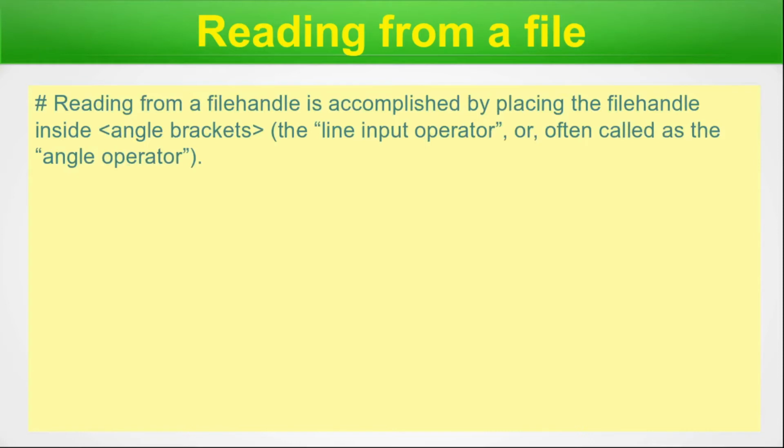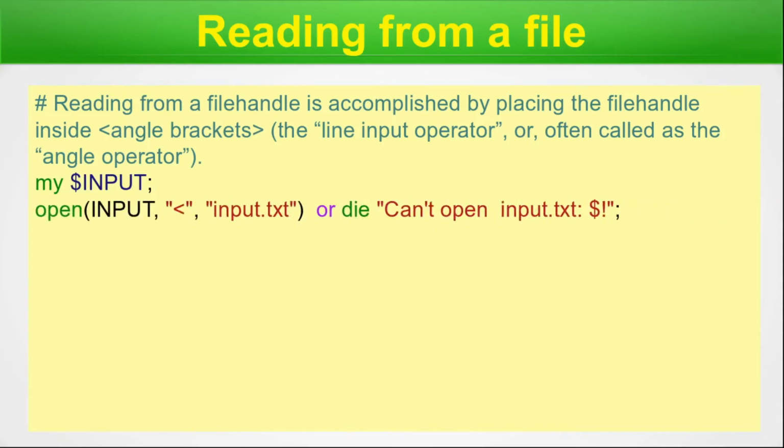Reading from a file. How do you do that? Let's see one example here. Reading from a file handle is accomplished by placing the file handle inside angle brackets. The line input operator is often called the angle operator. How do we write it? First we declare my $input, we declare the variable here, and then we write open, input as a file handle. Here we are not using the shorthand, we are going explicit. So then comma, then the mode of operation, that is left arrow, and then input.txt. Carefully look that both are in double quotes. So you have to maintain this.